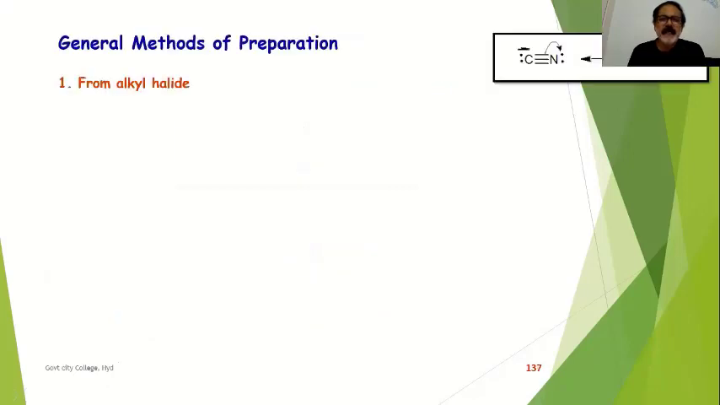Then the general method of preparation. Cyanide, if you see the functional group, cyanide is CN.